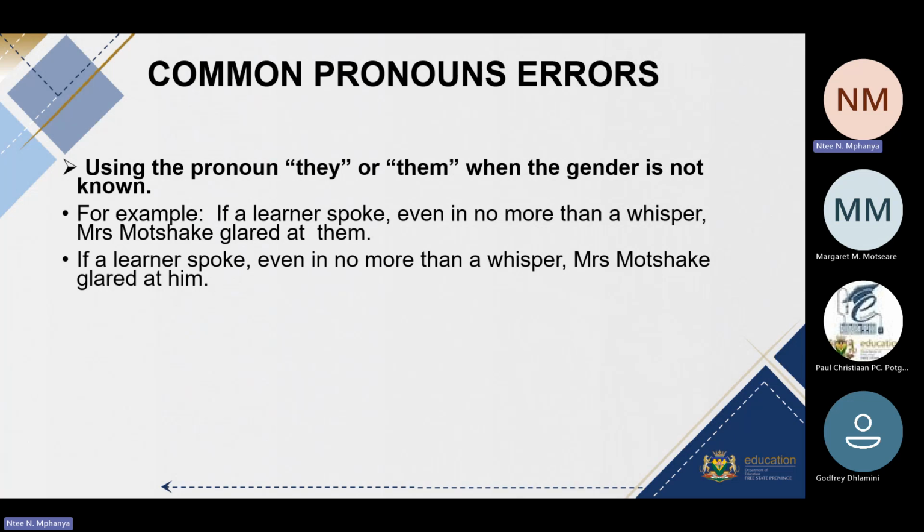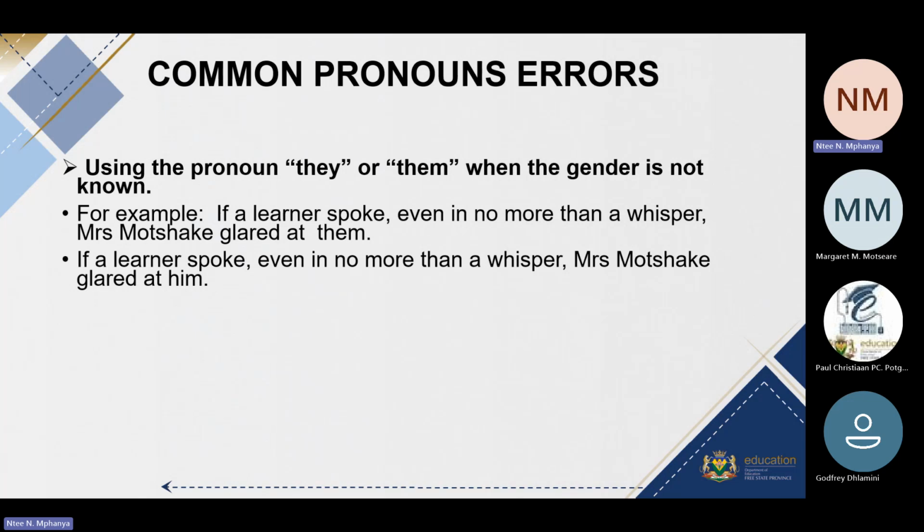If a learner spoke even in no more than a whisper, Mrs. Motseka glared at him. The first one we use them and it is incorrect. So if we are speaking to a person whose gender is unknown, you have to use him. And please avoid using she or he. If the gender is unknown, please stick with he. You'll change it once we know the gender.